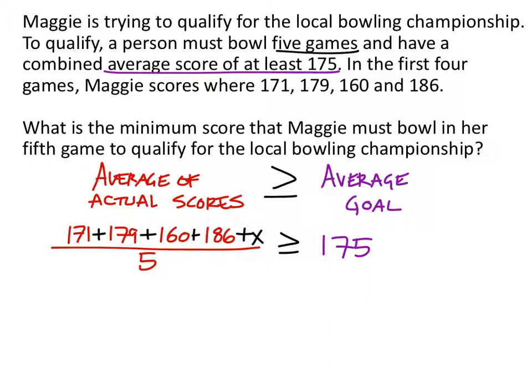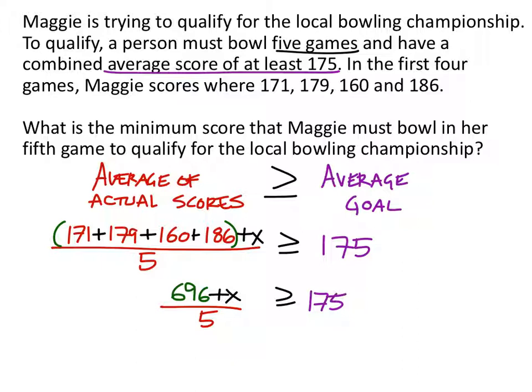So this has now become an inequality that we can solve. The first thing I would be doing on this one is to combine all of the scores of the 4 games that she's already bowled. So this is what I get from the addition: 696 plus x, all divided by 5, is greater than or equal to 175.